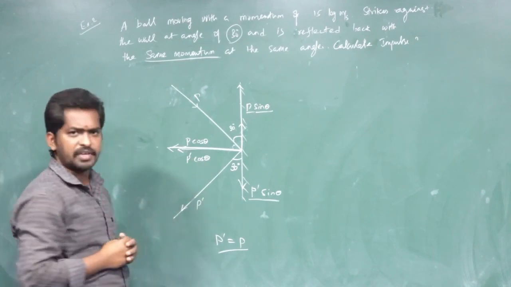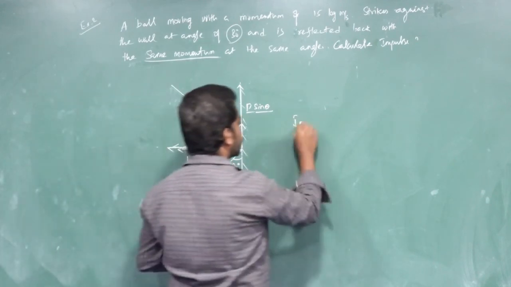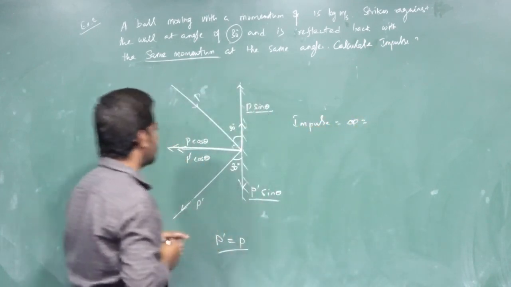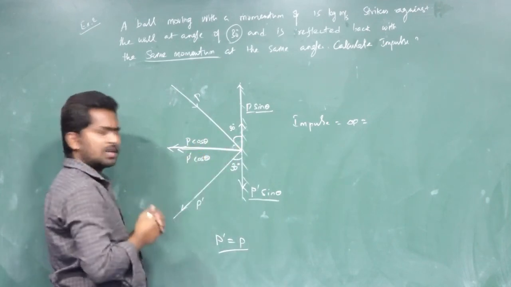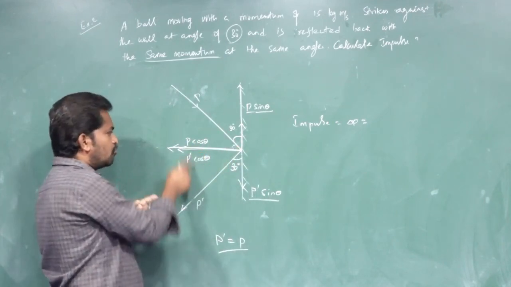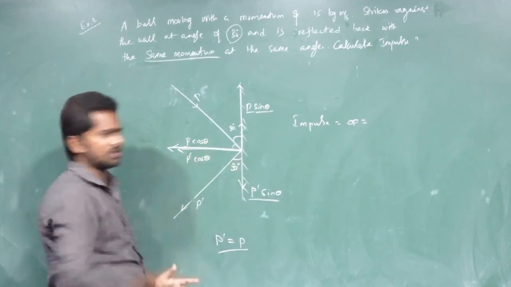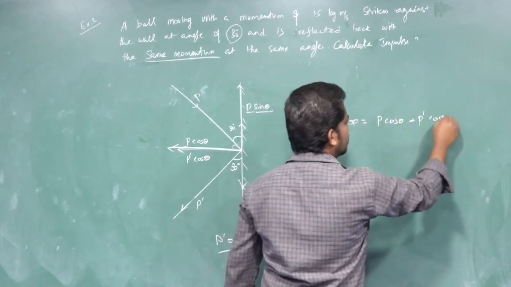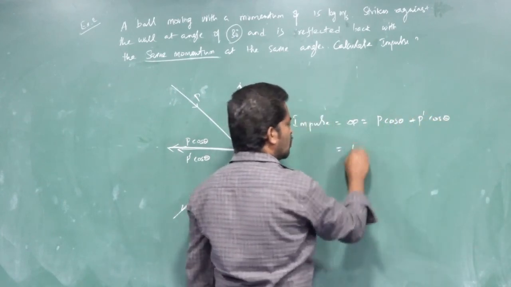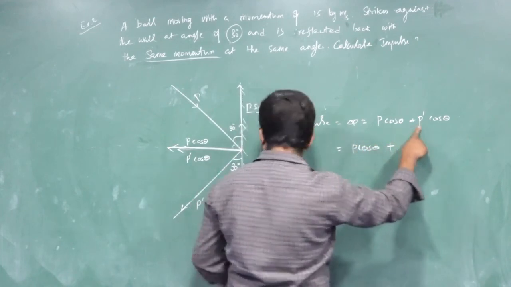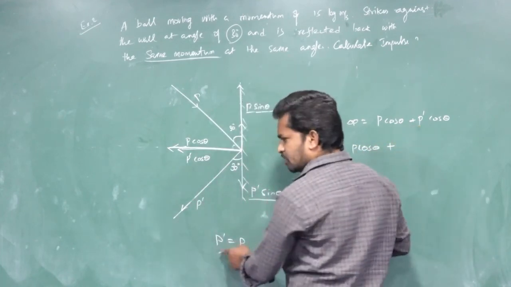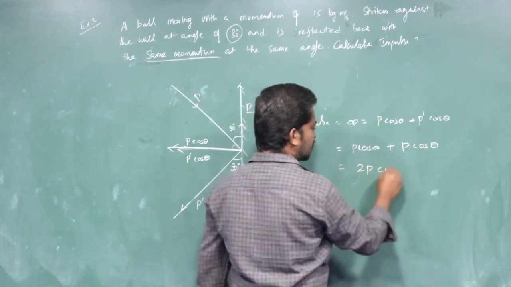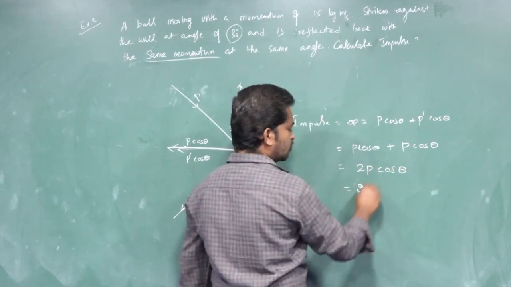I want to calculate the impulse. Impulse is equal to change in momentum. What is the change in momentum? Initial momentum component P cos theta, final momentum component P dash cos theta. Both momentum components act in the same direction, that's why I take P cos theta plus P dash cos theta. Since P dash is equal to P, the final momentum is also the initial momentum. So this is P cos theta plus P cos theta, which is equal to 2 P cos theta.